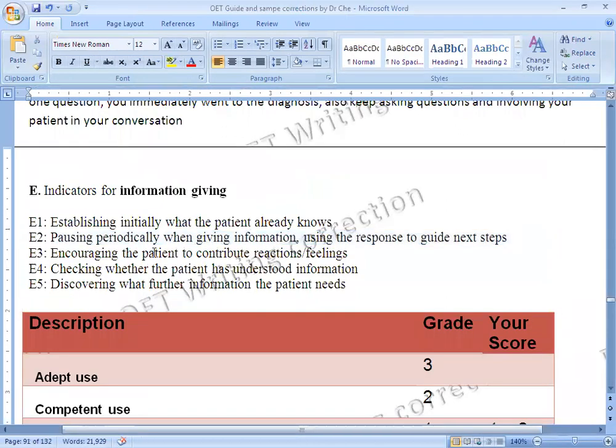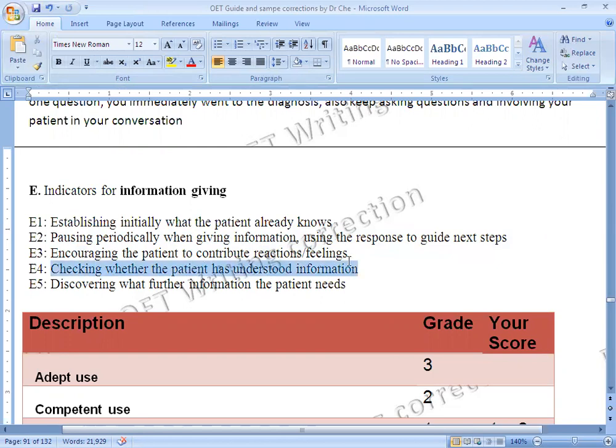So encourage the patient. If there is any bad news, any not good news, we need to encourage the patient to share reactions and feelings. If there is something good, you should acknowledge their good things. If there is something bad, we should show sympathy, empathy. So all of these things.